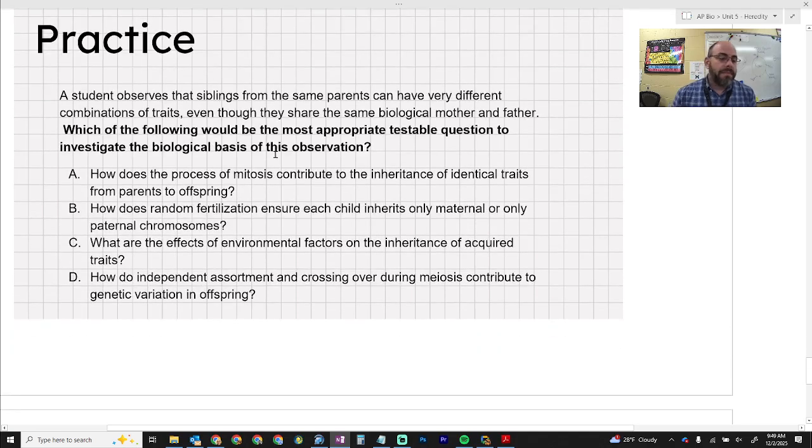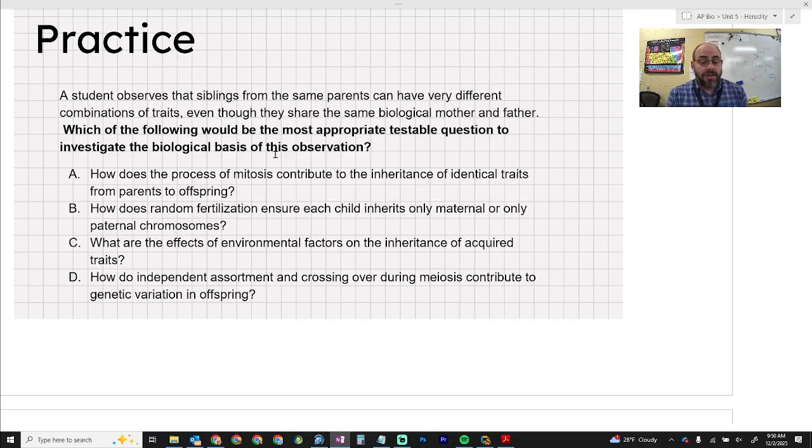Let's look at a practice problem. A student observes that siblings from the same parents have very different combinations of traits, even though they share the same biological mother and father. Which of the following would be the most appropriate testable question to investigate the biological basis of this? It's good. I love these questions. You see 3 or 4 of them in the exam in May. How does the process of mitosis contribute to inheritance of identical traits? Again, this is not a good question because it's the wrong process.